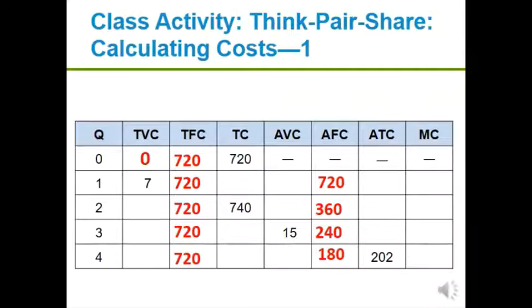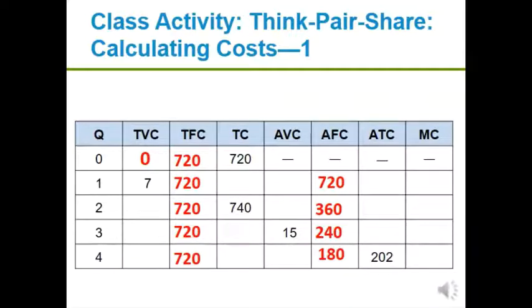When total fixed cost remains 720 and output is 2, our average fixed cost is 360. When output is 3, our average fixed cost is 240. And finally, when output is 4, our average fixed cost is 180. Our results are matching our intuition in that average fixed cost is decreasing as output goes up.